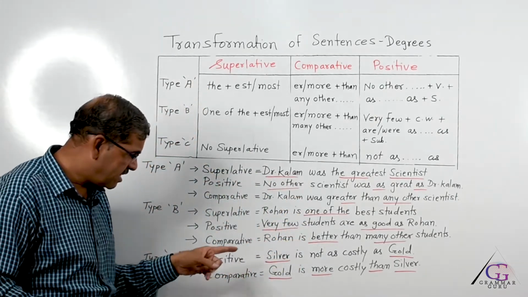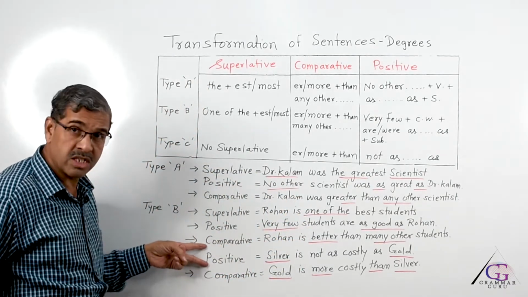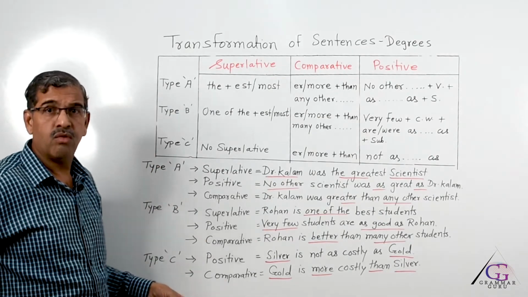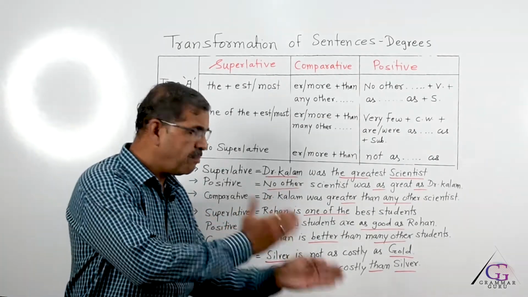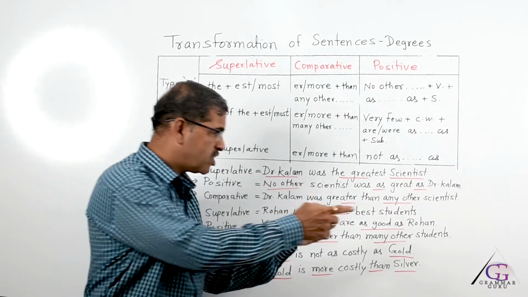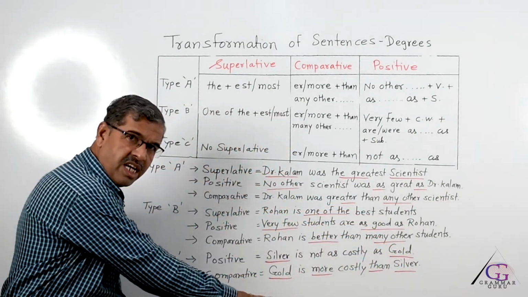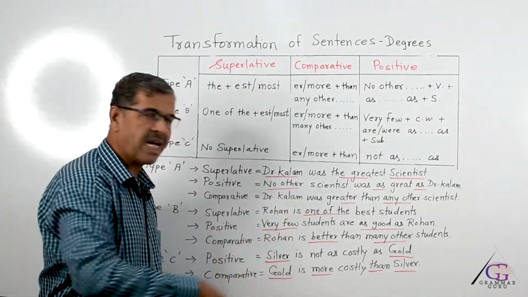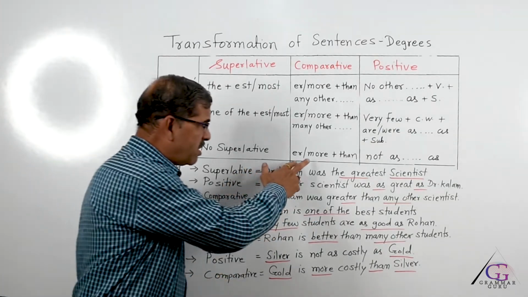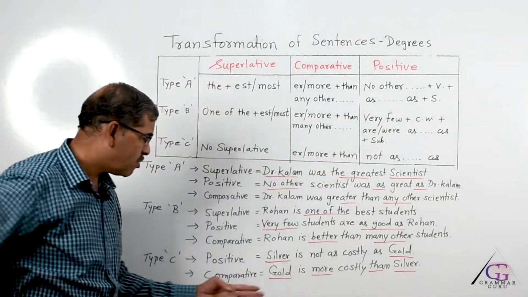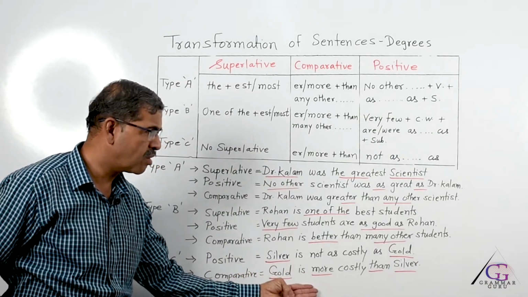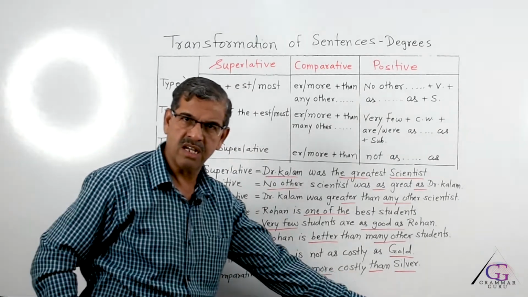In the second sentence, when we want to change this positive into comparative, what we need to do is we have to replace the order. So the second noun which is at the end of the sentence should come at the beginning, and we have to remove "not as" and replace it with "-er" or "more" plus "than". So the correct answer is "Gold is more costly than silver."